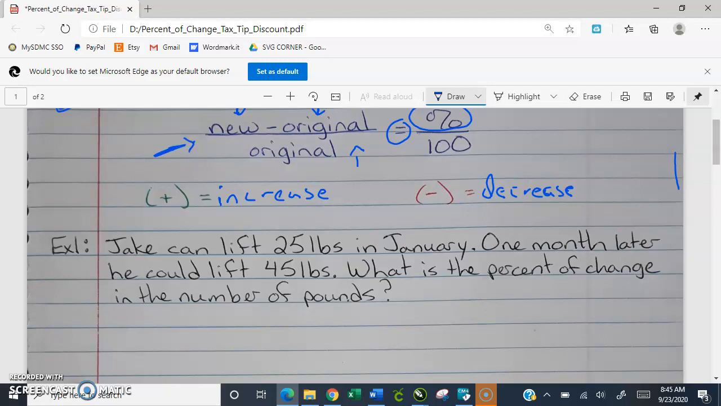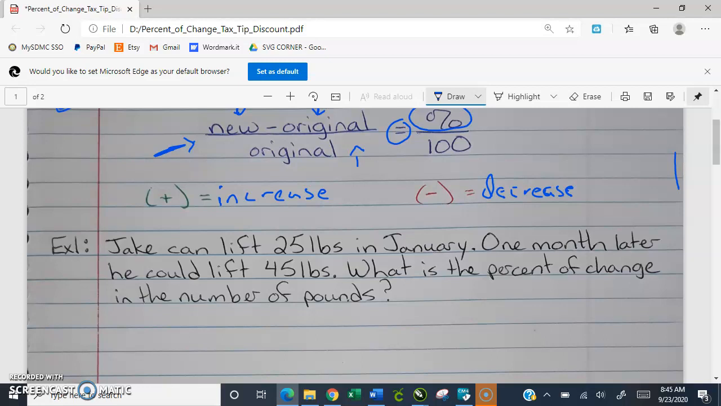formula. So the problem says Jake can lift 25 pounds in January. One month later, he can lift 45 pounds. What is the percent of change? So we need to find the percent of change in the number of pounds. So percent of change for us is going to be our X. We always use a variable when we're trying to find something.